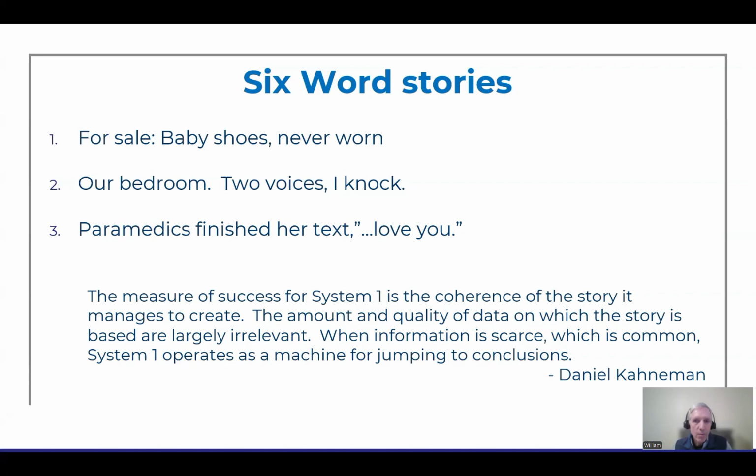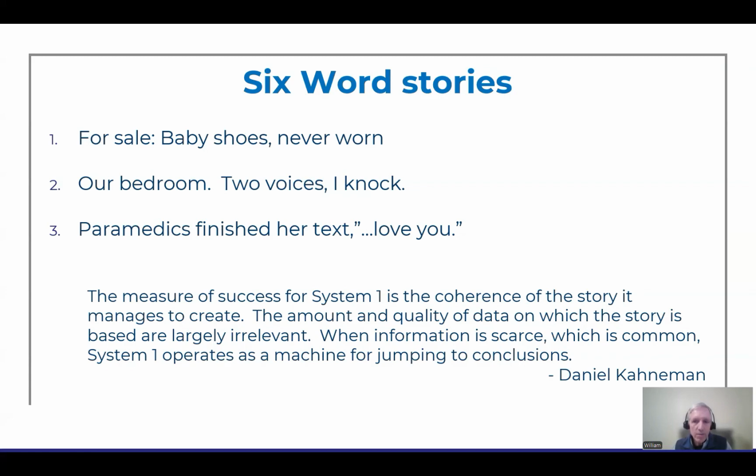So System one is successful if it creates a coherent story. The amount and quality of data on which a story is based are largely irrelevant. As you can see from these six word stories, the quantity, the amount, and the quality are largely irrelevant. Doesn't really matter.